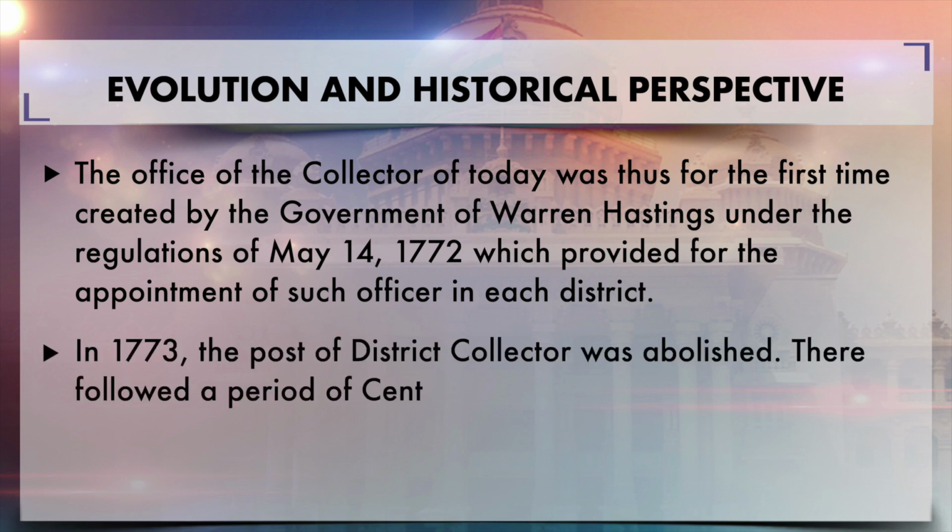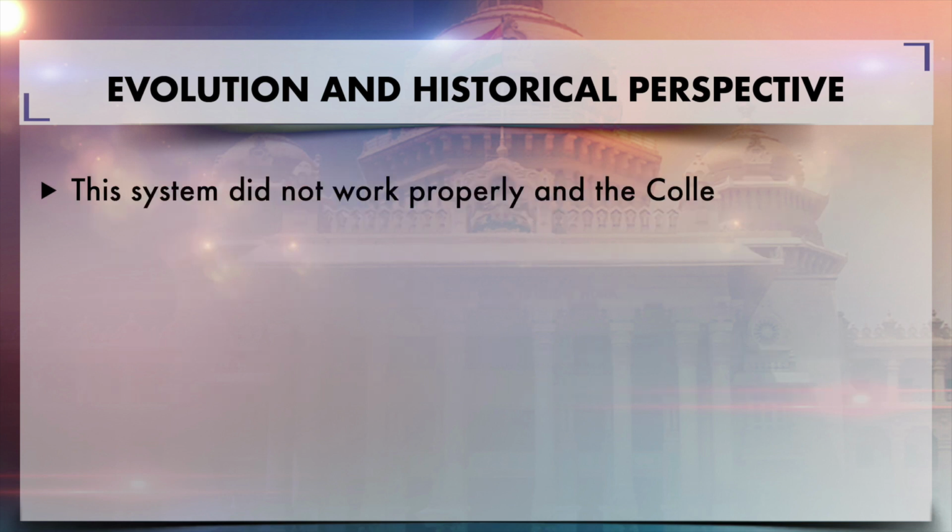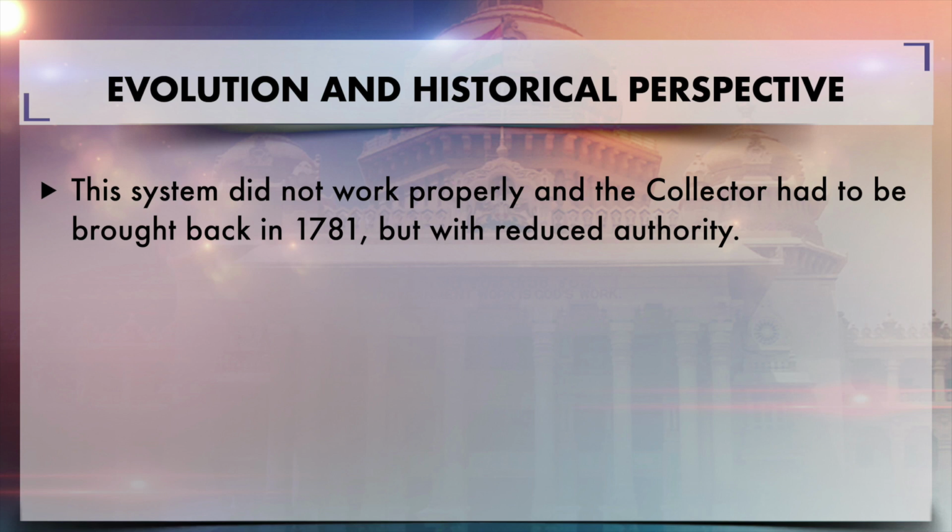In 1773, the post of district collector was abolished. There followed a period of centralization of revenue administration. However, this system did not work properly and the collector had to be brought back in 1781, but with reduced authority.